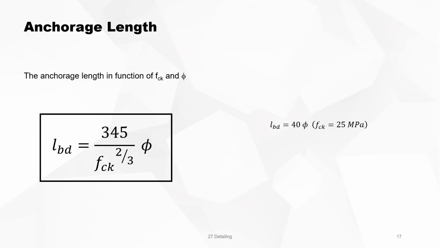If you now take a concrete C25/30, then you see that the anchorage length is 40 times the diameter. This is a commonly used number on site, but this is only valid for a concrete quality C25/30 and for steel working at its maximum stress capacity. If you take C30/37, then the anchorage length is 37 times the diameter.